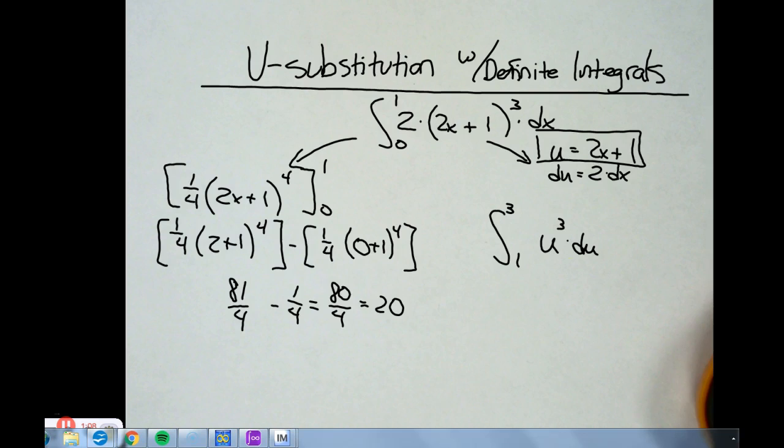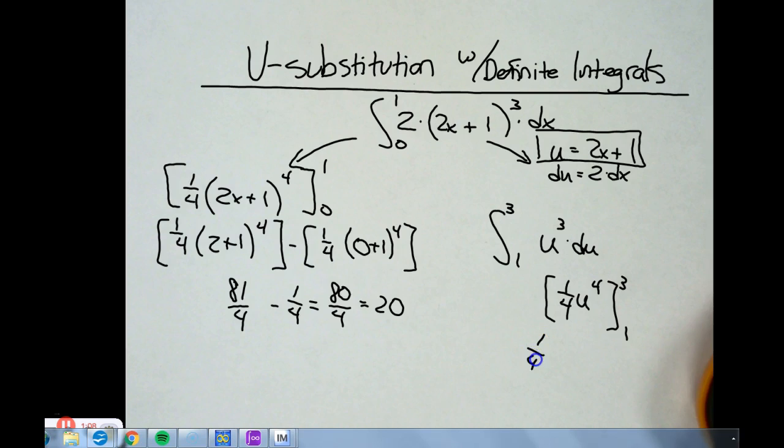Integrate this, 1/4 u to the 4th, and plug in. So I don't have to go back to the x's. There's no reason to. The advantage to this way is this part is short. It's easier, just less messy than all this stuff. The disadvantage is you have to put it into u's, but it's not that big a deal. And then I just plug in.